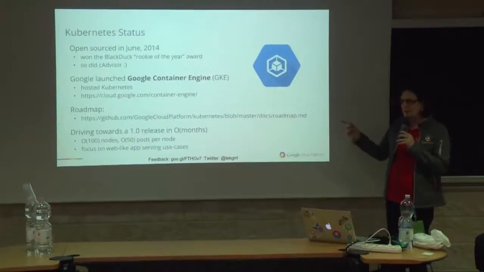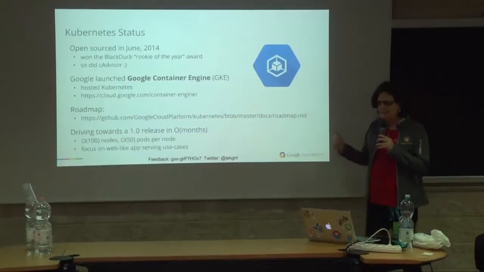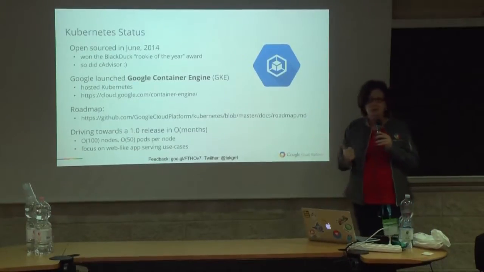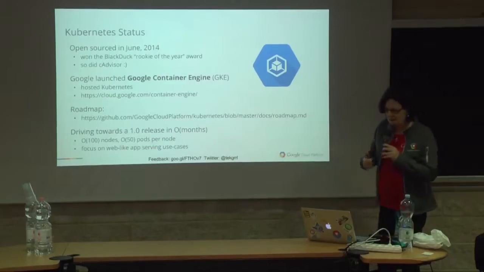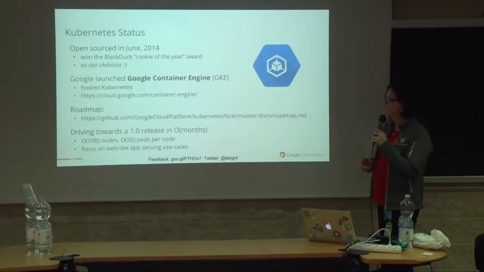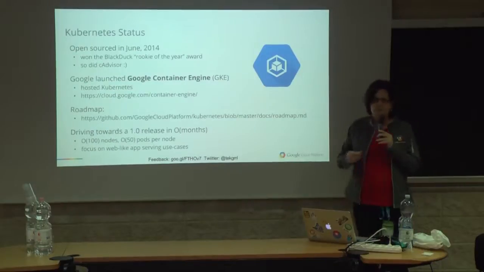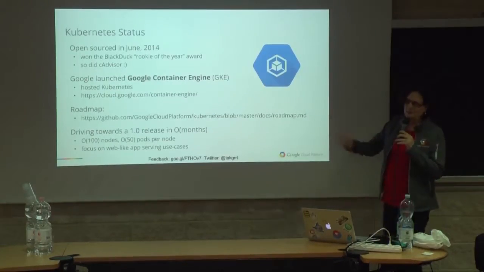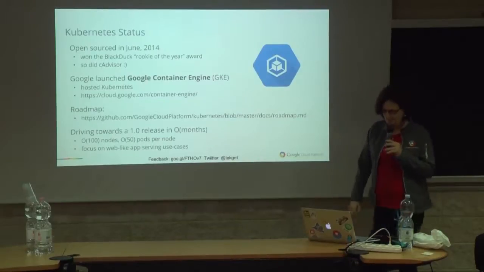So I'm going to do the demo very shortly. So Kubernetes status currently: it was open sourced back in June 2014 at the first DockerCon. It was given an award called the Black Duck Rookie of the Year. And we also had this thing called cAdvisor as well, which also received the same award. And cAdvisor is for monitoring containers.